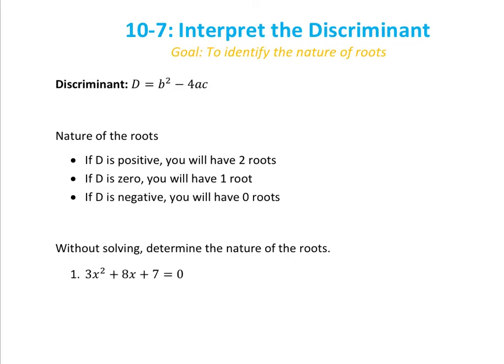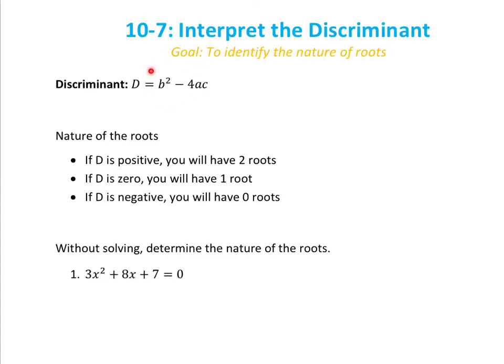Hey guys, so the last section of chapter 10 that we're going to do is this one where you're interpreting what's called the discriminant, okay? This one's pretty easy, right? You have to be able to know the quadratic formula, okay? Now the discriminant is just a little part of the quadratic formula that's on the inside of the square root, okay? So the b squared minus 4ac part.